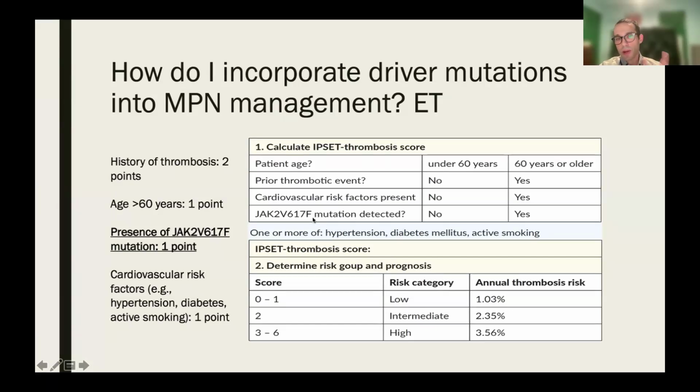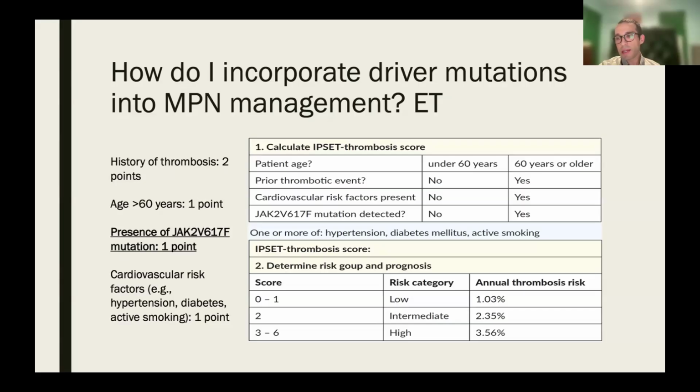And so you can see that the presence or absence of this JAK2 mutation can modulate someone's risk score for thrombosis. And someone with a low annual risk of blood clots is treated differently than someone with a high annual risk of blood clots. And so I don't look at JAK2 mutations in isolation or in a vacuum, but I will take them into account in addition with everything else.